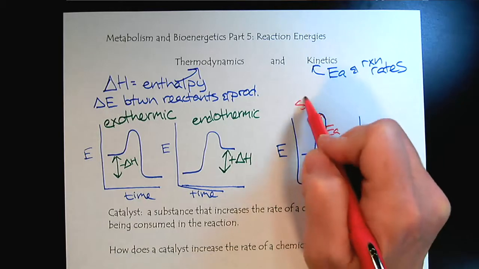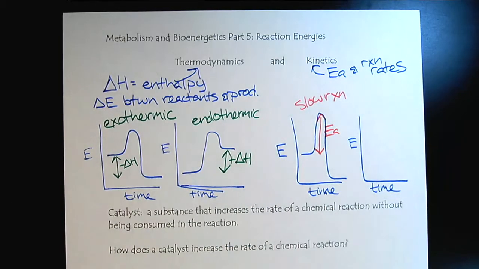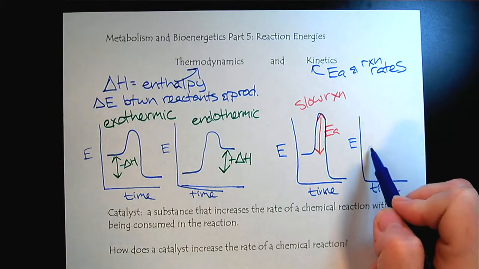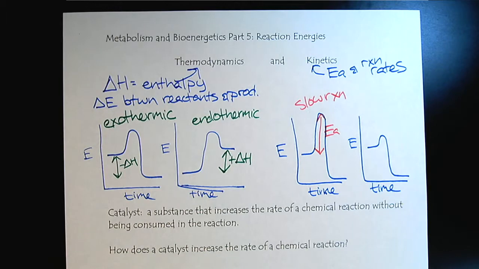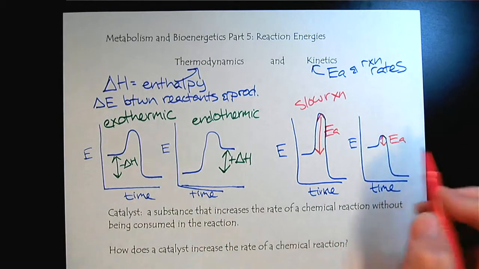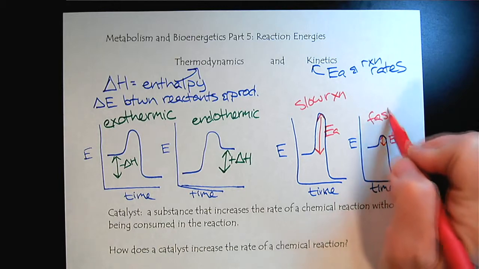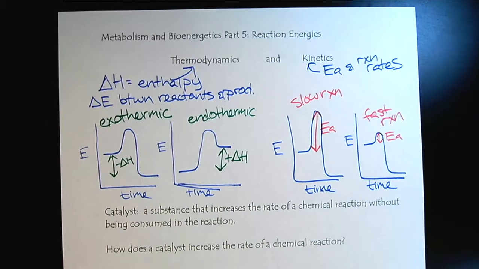And so this would represent a slow reaction. And so then if we have a small value here, we have a small hill to climb, we have a small activation energy, and that will characterize a fast reaction. Okay, so this page will be a brief review of things we've learned before. So these are two important concepts, right?